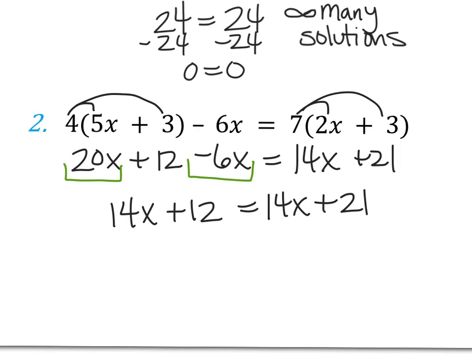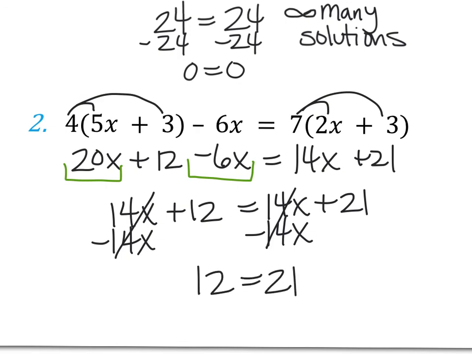Then I notice those 14x's on both sides, so I want to get them over together. I take it away because it's a positive 14. And I get 12 equals 21. Well, that doesn't make any sense. So that means there are no solutions. Again, if I picked any number for x, it will never ever work. I'm always going to get a different number on both sides, so I would never be able to check my solution.